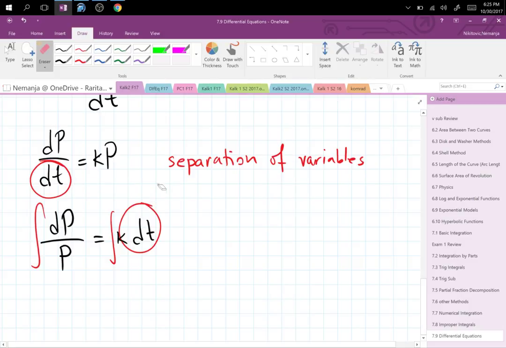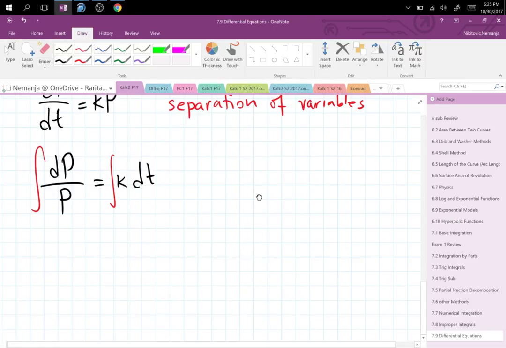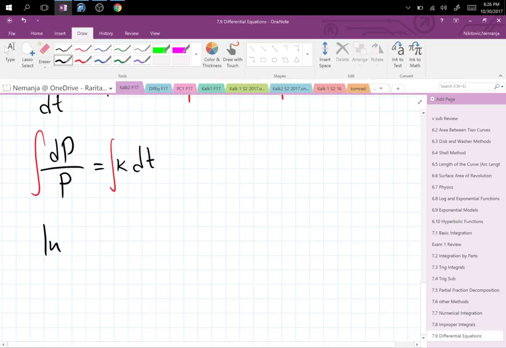Good? Yep. When I integrate, what do I get when I integrate dp over p? ln of absolute p. Exactly. On the other side, I have kt plus c.